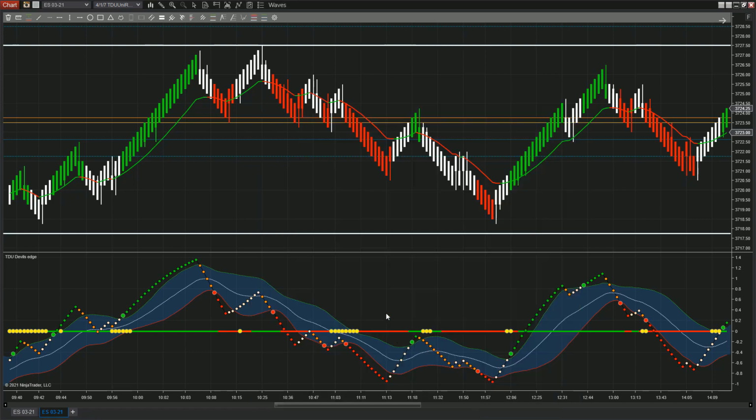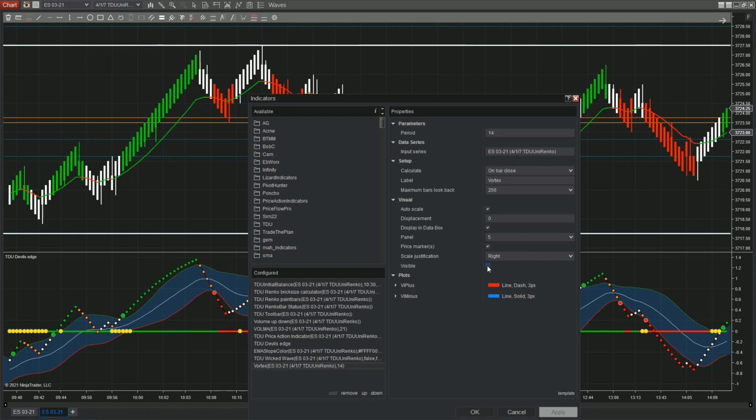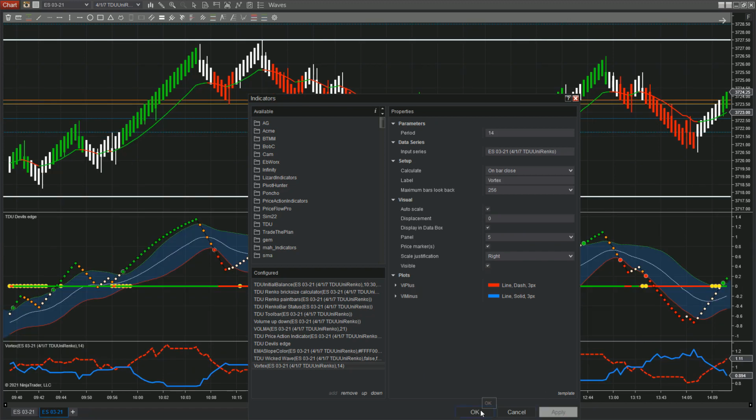It's relatively simple conceptually, but, oh, I got to make it visible. Bear with me. So I have it already on the chart. Let's make it visible and let's apply it.